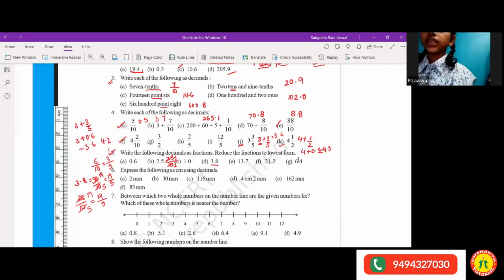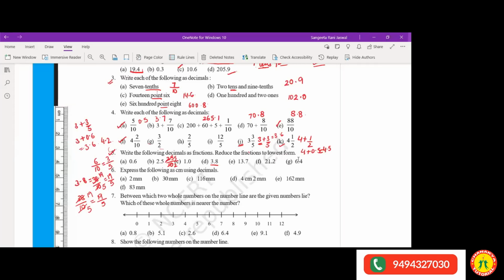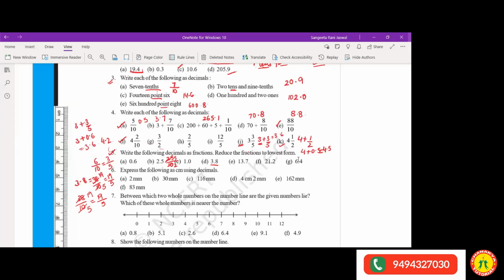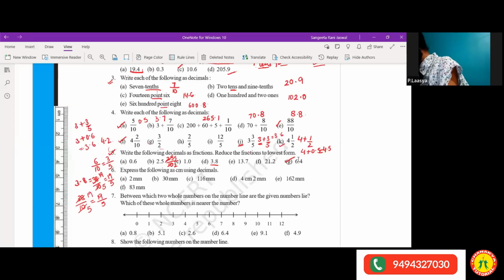Yes, ma'am. Means 19 by 5 is the answer, ma'am. Okay. 19 by 5 is the answer. This is the lowest form. Lowest form means after which you cannot reduce it any further. Okay, that is the lowest. Understood? Yes, ma'am. Now, Lasya will show me for 6.4. Lasya, do for 6.4. Reduce it to lowest form.